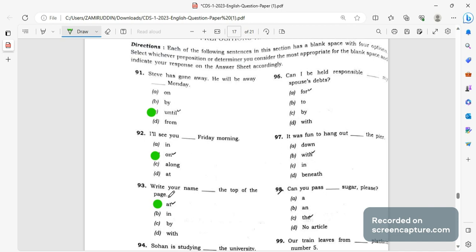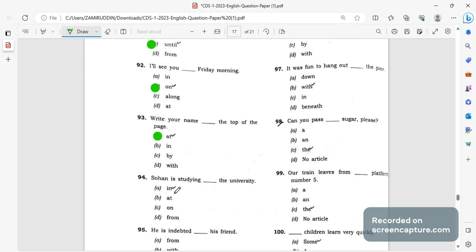At, पर मतलब at होता है. In English we use at. So on the page you write, so at the top you write this. So at will be the correct answer. I'll see you on Friday morning.